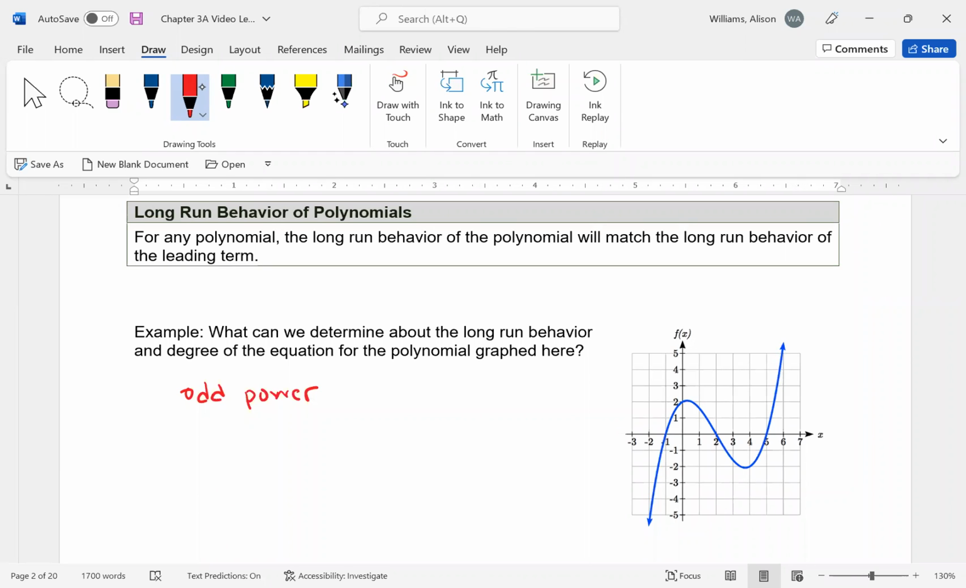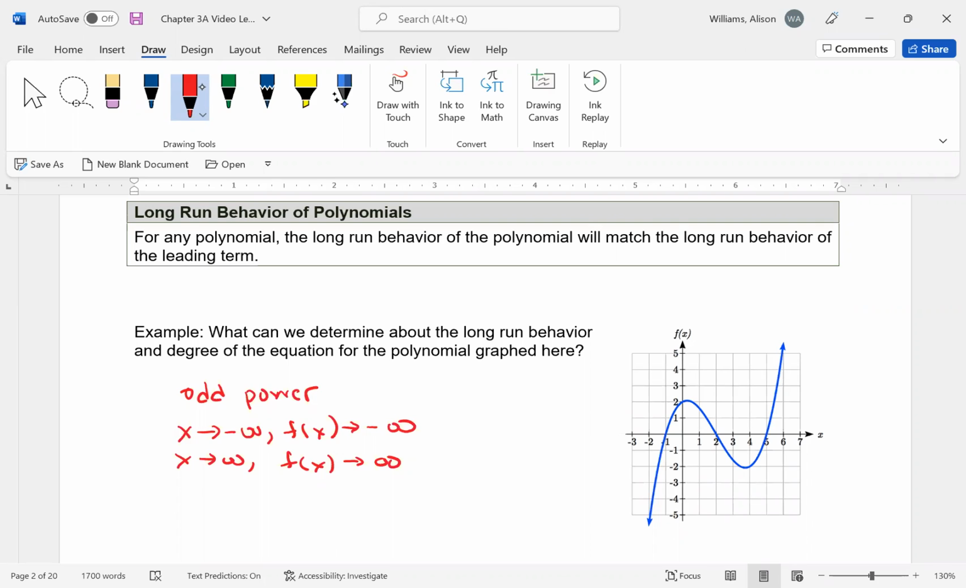Okay, so as x goes to negative infinity, f of x is also going to negative infinity. And as x is going to positive infinity, f of x is going to positive infinity. So that's a hint. That's not chance. Odd powers go to opposite sides. One side is usually going to positive infinity, the other side is going to negative infinity. All right, so that's an odd power.